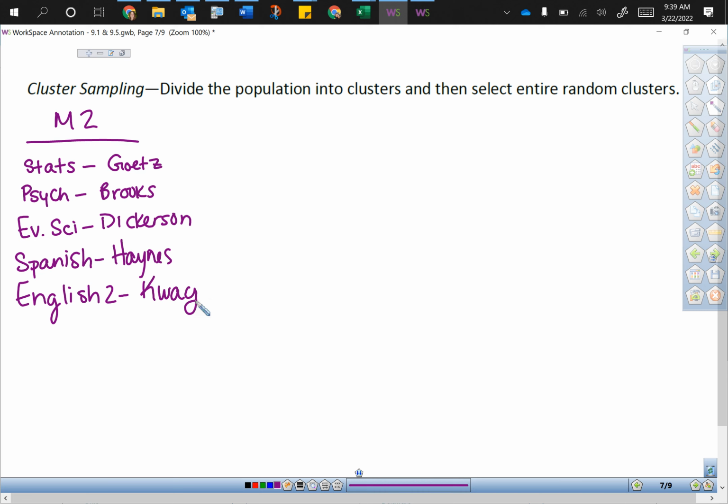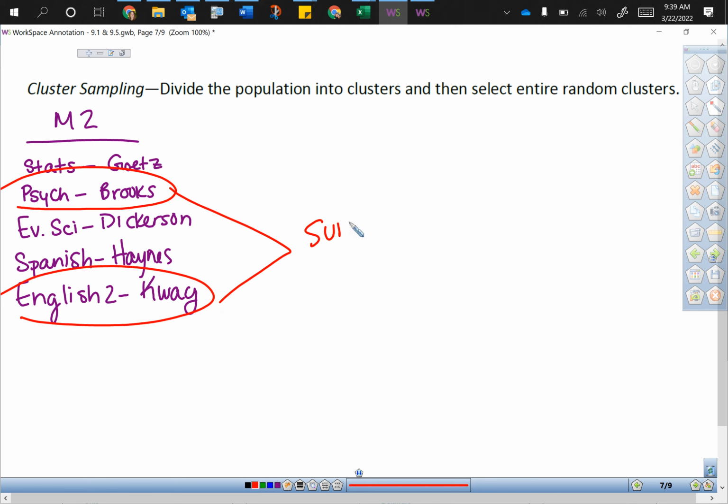Okay? However, the main difference between cluster sampling and stratified sampling is that I would choose Mr. Brooks's entire psych class and KWAG's entire English 2 class, and I would survey all the students.